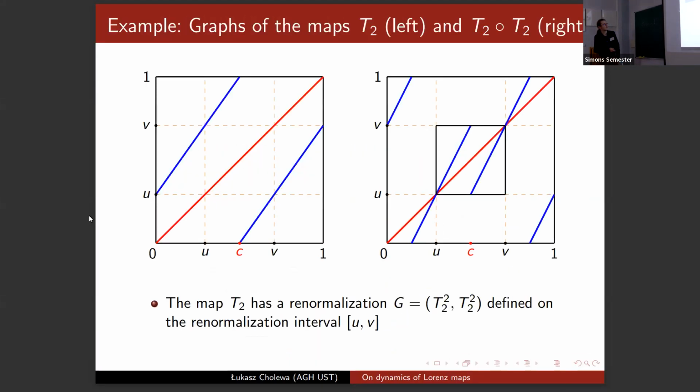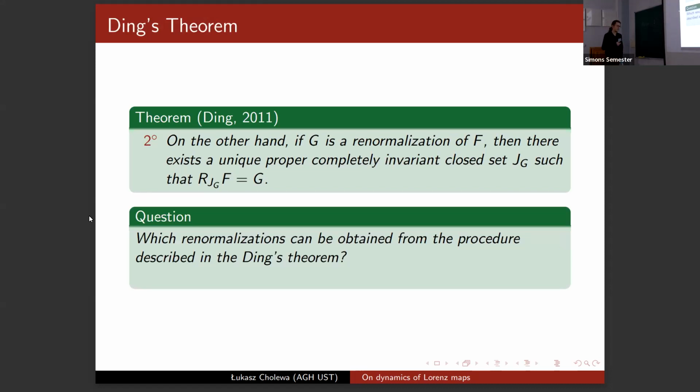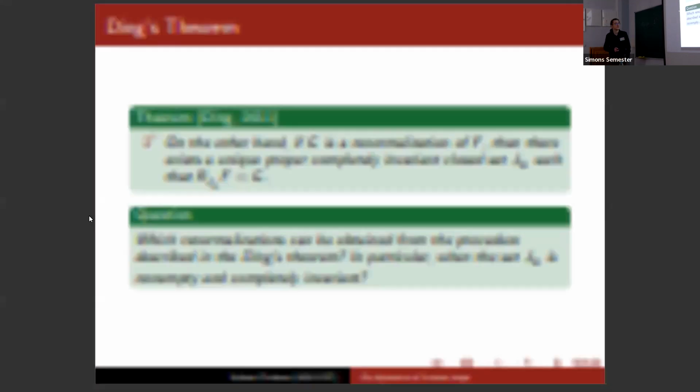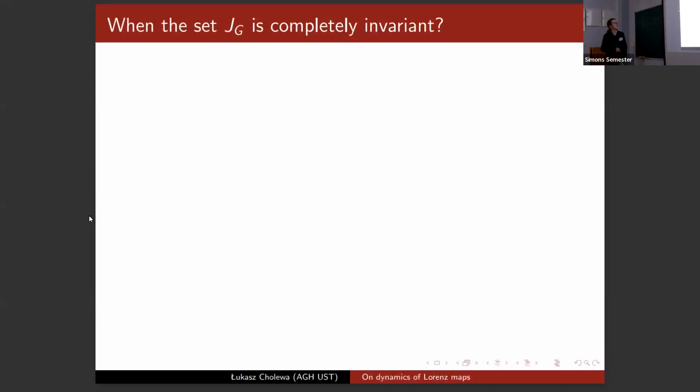Okay, so this part of Ding's theorem is incorrect. And the question is, which renormalization can be obtained from the procedure described in Ding's theorem? In particular, when the set JG is non-empty and completely invariant. Okay, so at first I will give an answer to the question of when it is completely invariant.